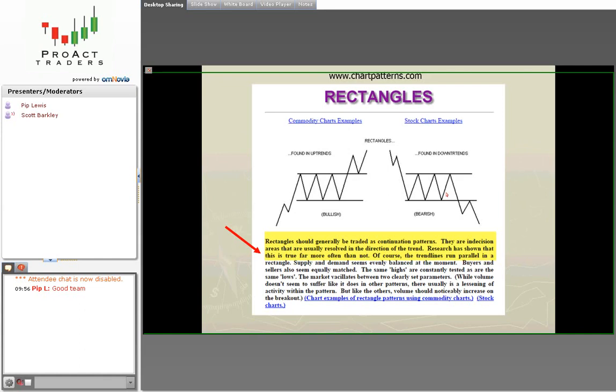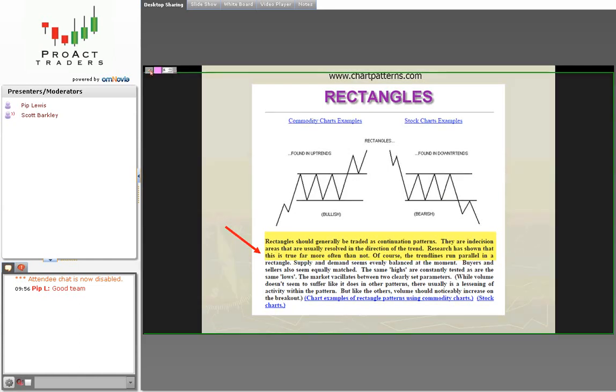So I went over to chartpatterns.com and I pulled this from there. And we can see how this works here. This is the flag. The rectangle is this rectangle. We call that consolidation. Bankers call that accumulation.